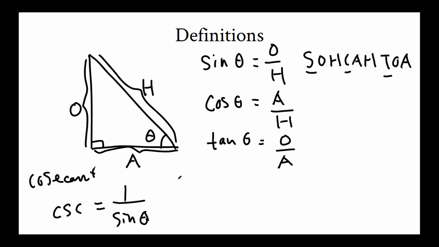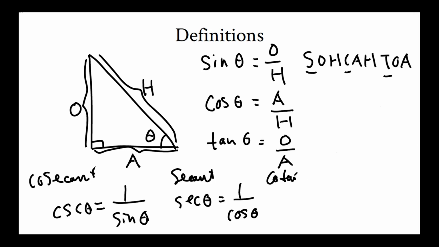And then the secant will be the reciprocal of, it's going to be a theta here. The secant will be the reciprocal of cosine. And finally, we also have the cotangent, or COT for short, and that is the reciprocal of tangent.